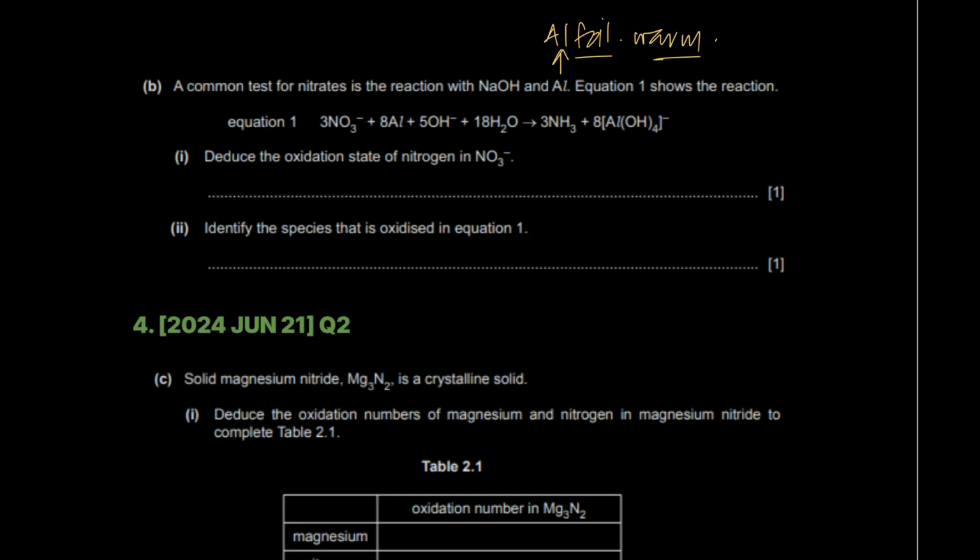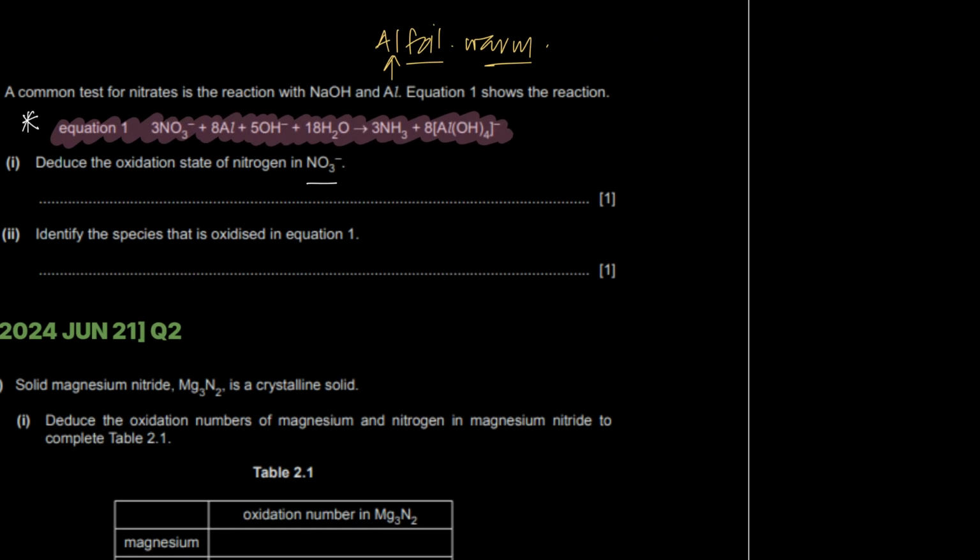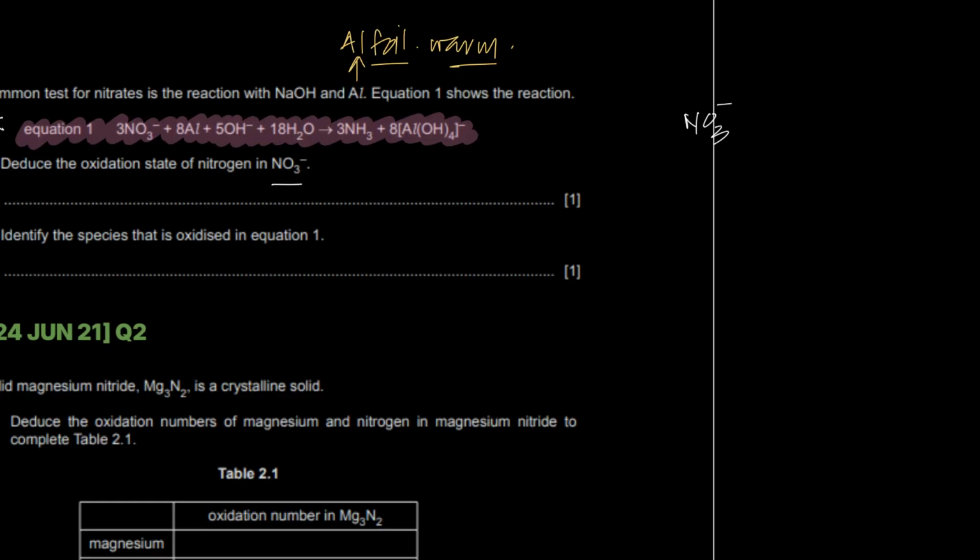It shows the reaction, and I'm gonna put a asterisk here, because students who ask me how this reaction takes place in O levels, I'll show it to them and scare the living hell out of them. So I will remember this equation now. Reduce the oxidation number of the nitrate ion. Pretty simple, it's NO3 1 minus.